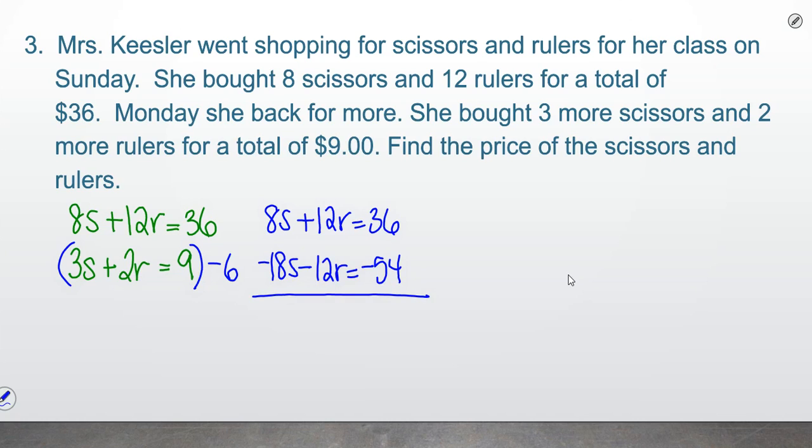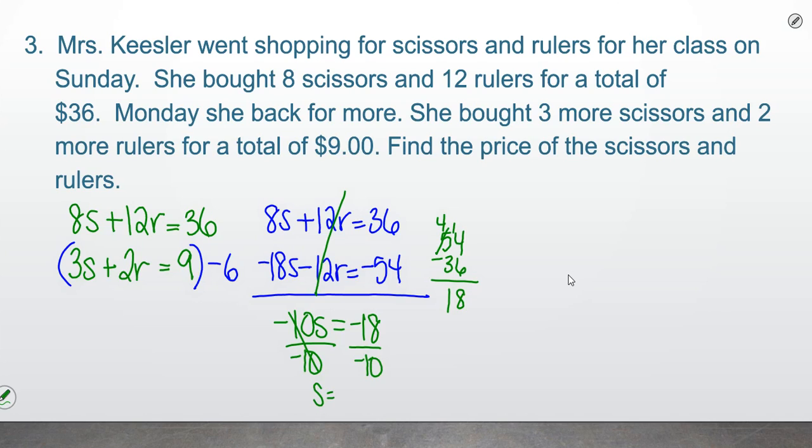So now my 12s cancel out, and I get 8s minus 18s is negative 10s equals 36 minus 54, which is like doing 54 minus 36, but then keeping it as a negative. So we get negative 18, dividing by negative 10. We get that the scissors cost $1.80 each. So now I have the price of the scissors.